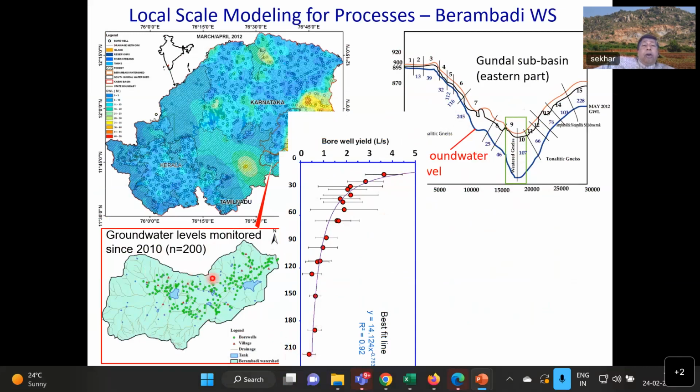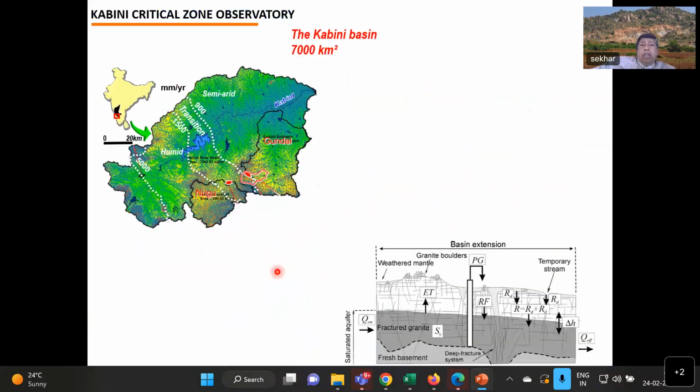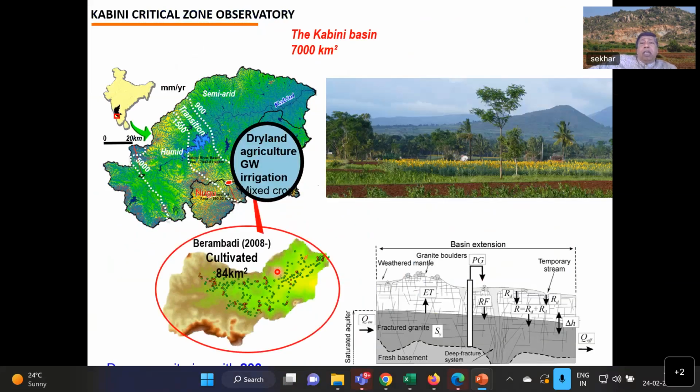We have monitored about 200 plus wells for the last 10, 12 years now. We started in 2010 to understand various things, looking at controls on agriculture, looking at connectivity, etc. I'll show you an example of that. The area looks very similar to this kind of setting where you have various types of crops.